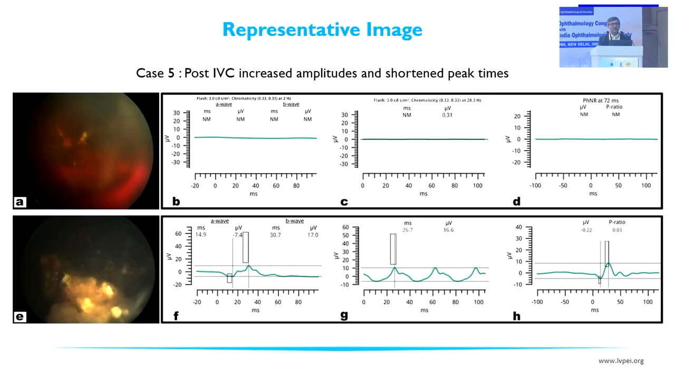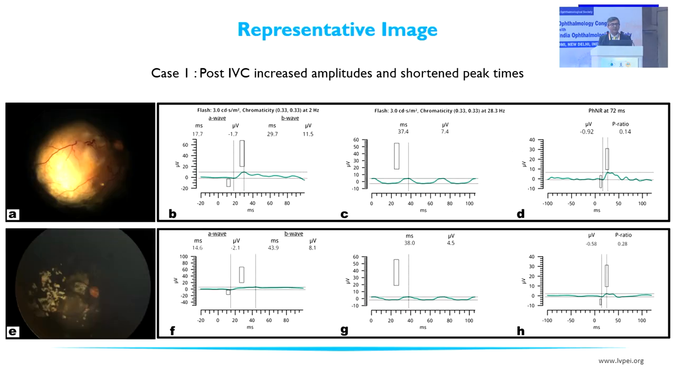So this is a couple of cases where you can see a patient presented with group D retinoblastoma. After 6 cycles of intravenous chemotherapy, there was type 3 regression. Pre-intravenous chemotherapy, the ERG amplitudes are totally flat, whereas post chemotherapy you could see there was an improvement in the amplitude as well as the latency in the A as well as B wave.